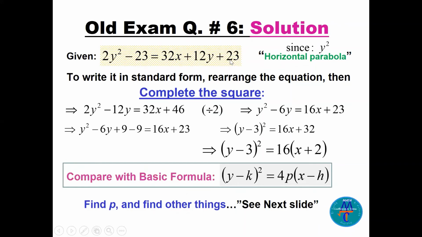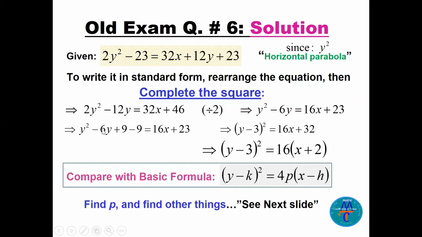23, I take it on the other side, becomes here 46. Now let's divide by 2. It happened that all these coefficients can be divisible by 2. So we can divide by 2: y squared, 6y minus, divide by 2, divide by 2. So easy now, we can complete the square.